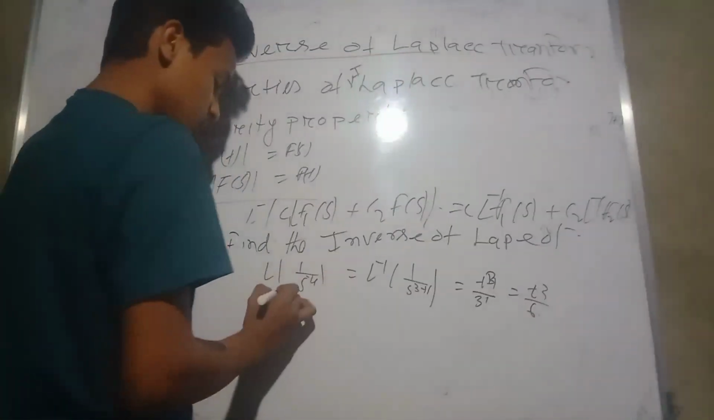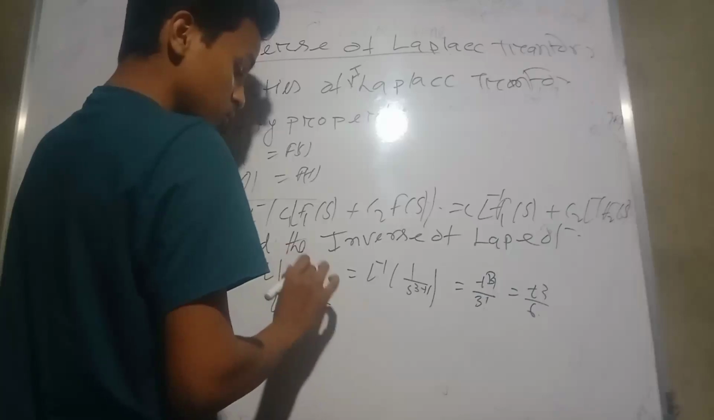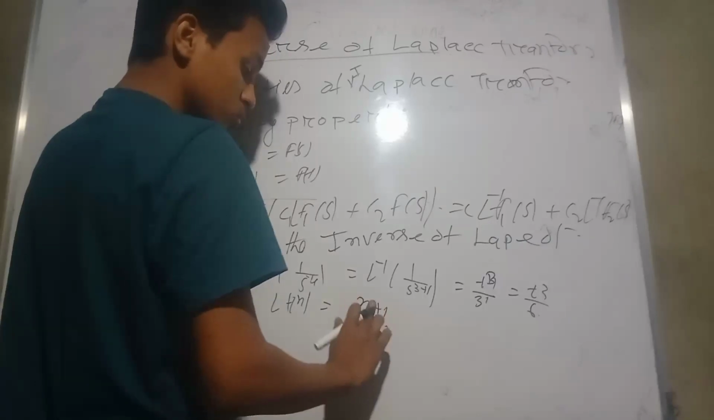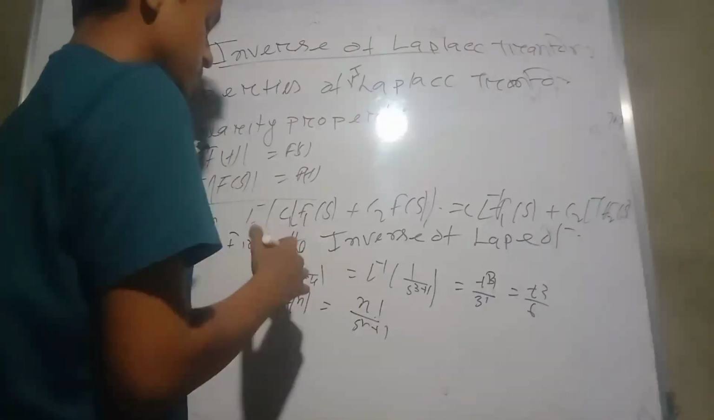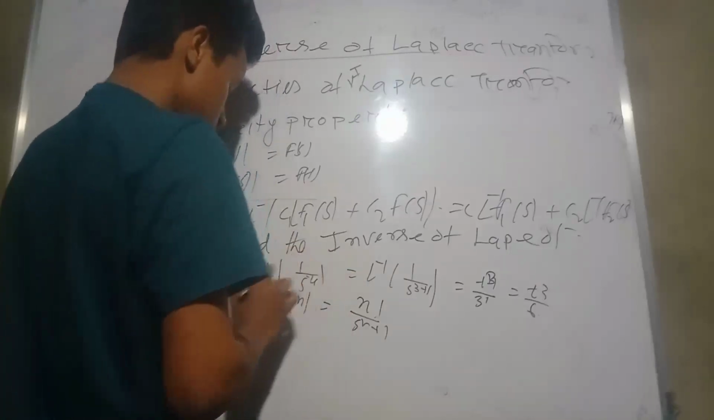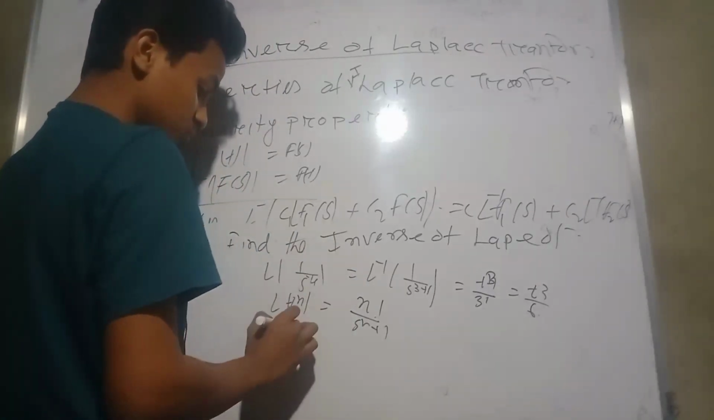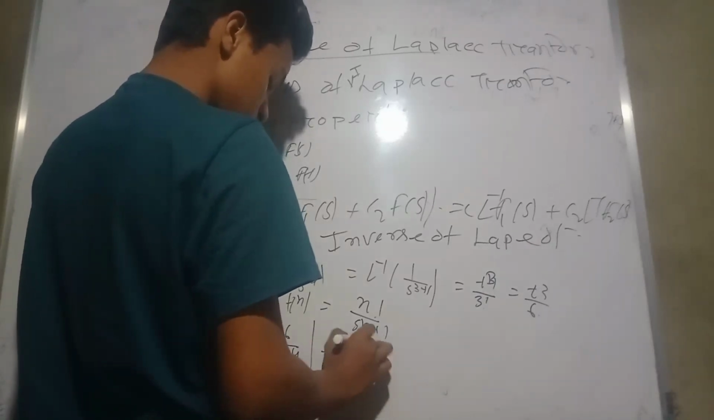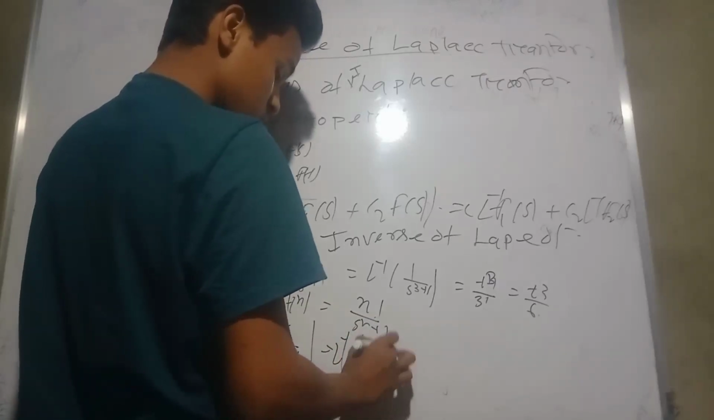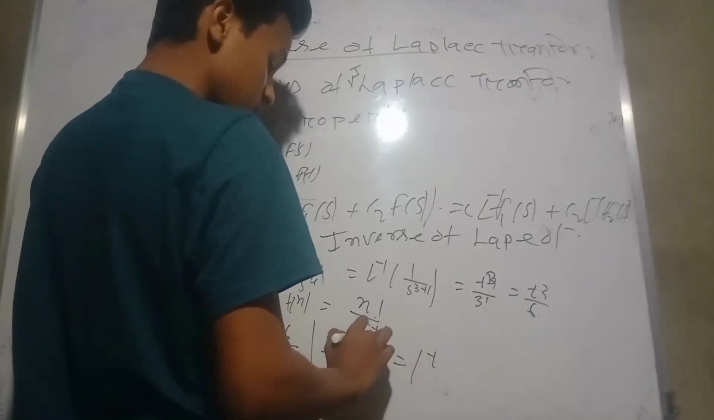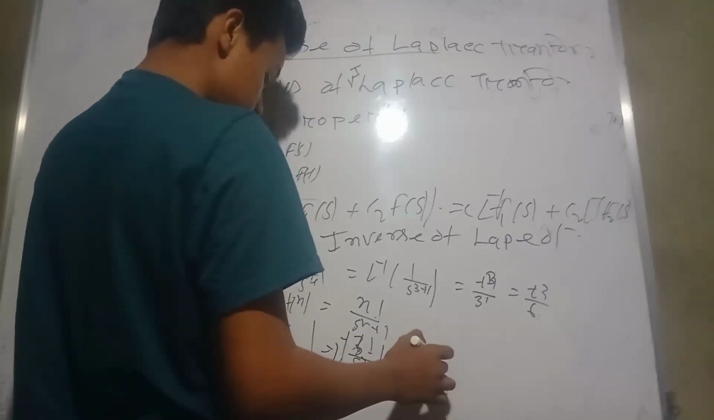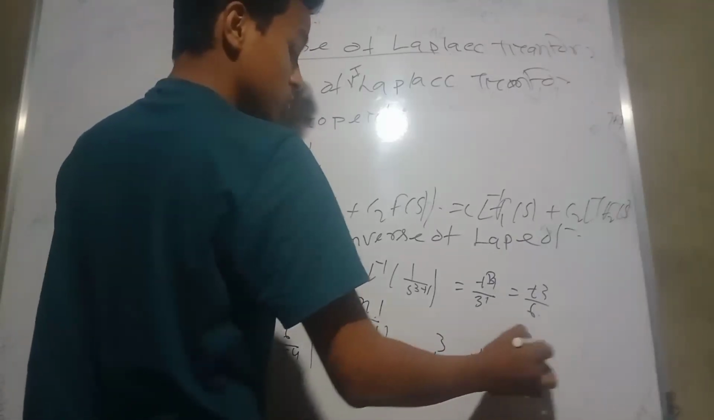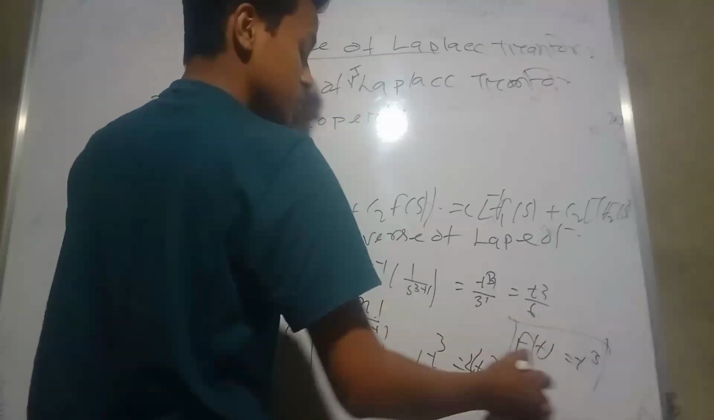Because we know that the Laplace transform of t to the power n, where n is an integer, is n factorial upon s to the power n plus 1. That is our result, and based on this we can prove it. If instead we have a question like 6 upon s to the power 4, we can write it as 6 times 1 upon s to the power 3 plus 1. That gives us 3 factorial, so f of t is equal to t cubed.